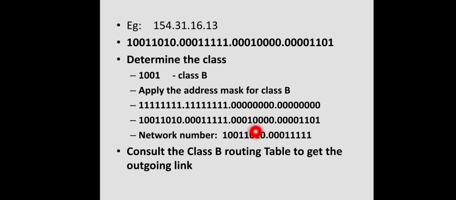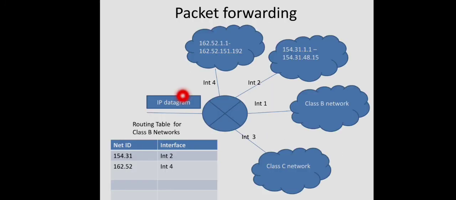Now what is the next step? Taking this as the index into the routing table for class B addresses, right? That table should be consulted to get the outgoing interface and forward the packet along that line. So in our example, this IP datagram is actually destined to this network, right? Because the destination address was 154.31.16.13. So this belongs to this particular network. By following that algorithm, we got the network number as 154.31, right? And since it is a class B address, consult the routing table corresponding to class B networks.